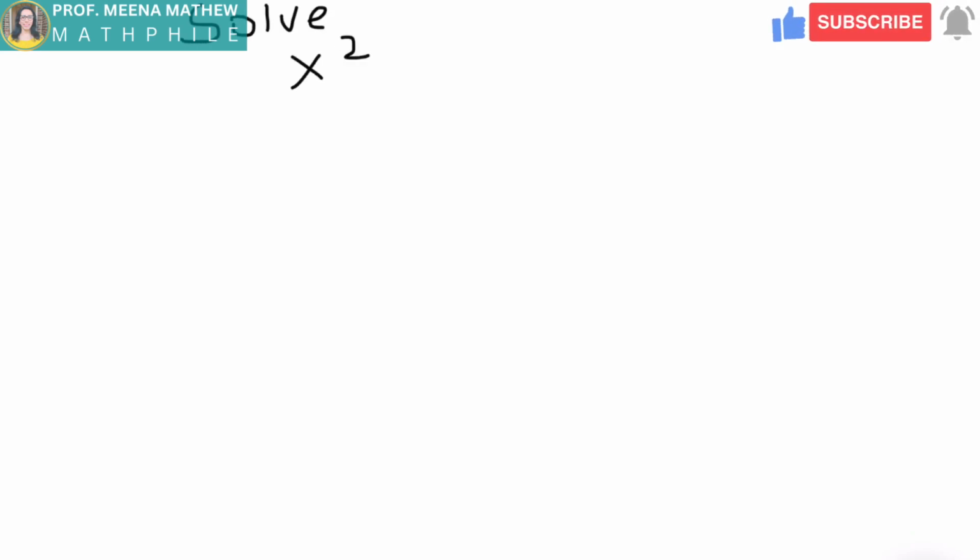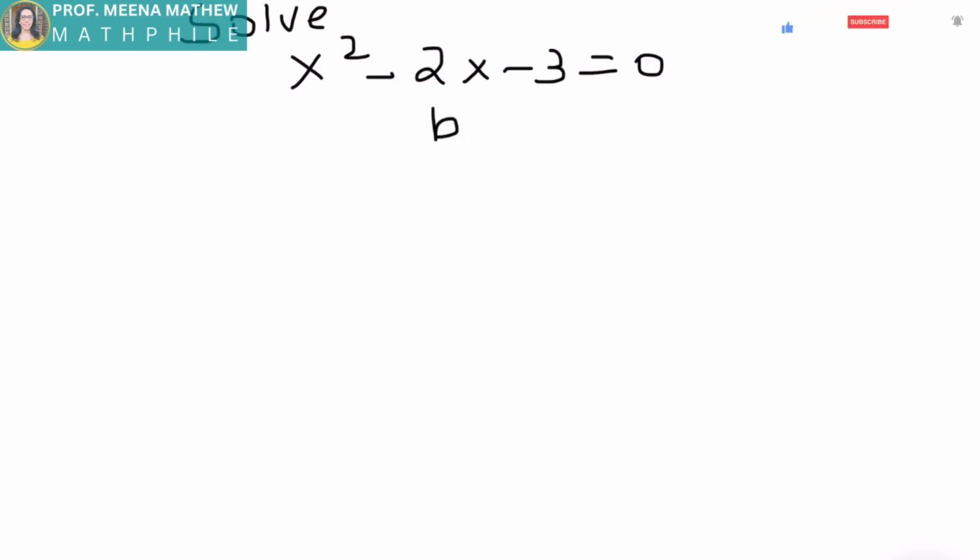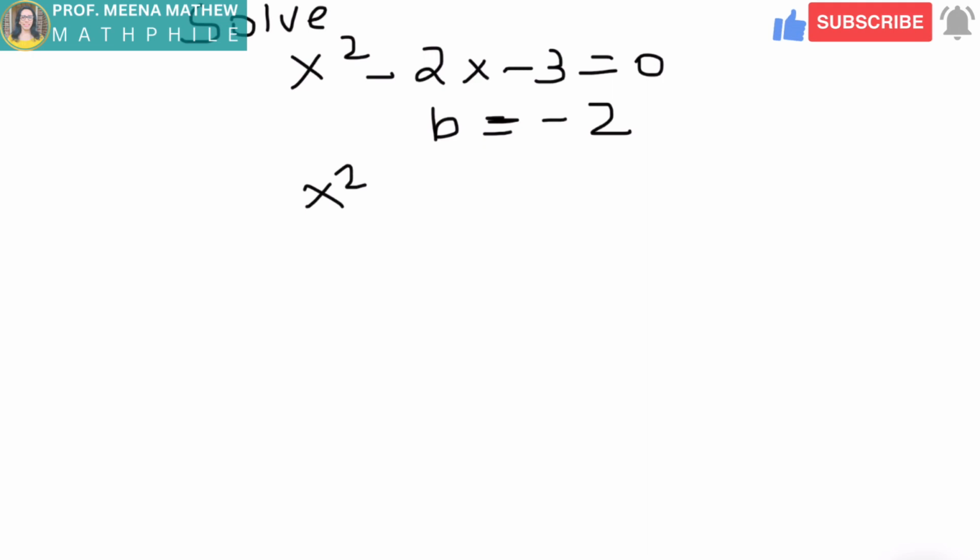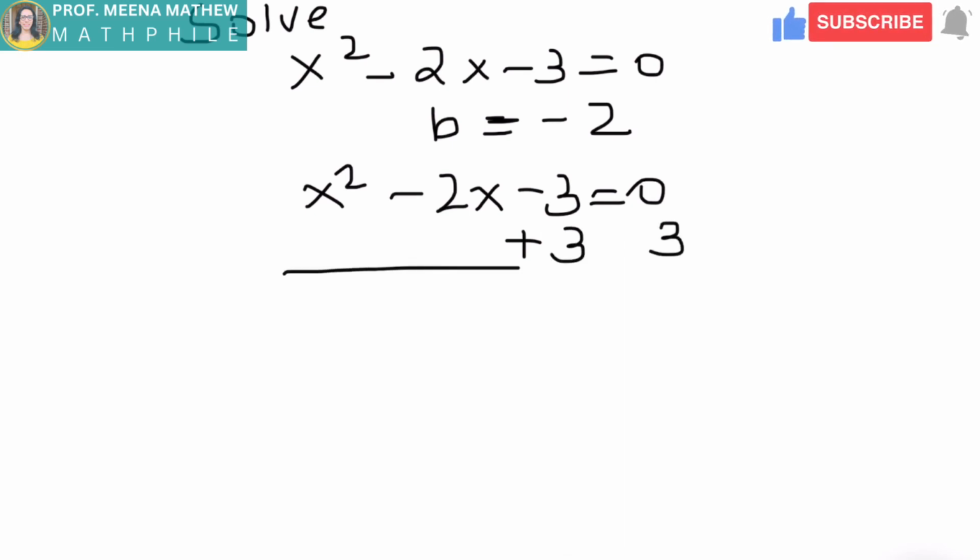My next example is solve x square minus 2x minus 3 equals 0. Again we know that a equals 1, b equals negative 2, and c equals negative 3. Here we need the value of b, that's why I am writing the b value there. Then again bring the x terms together so the right side is constant. So x square minus 2x minus 3 equals 0, add positive 3 to both sides. Then we will get x square minus 2x equals 3.